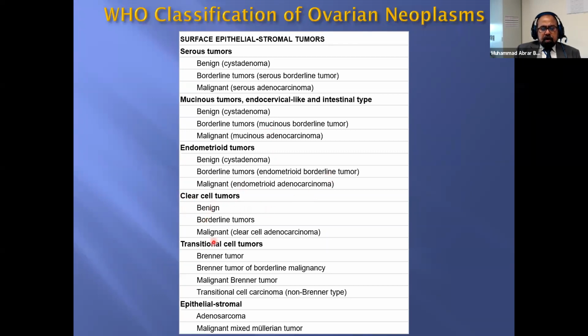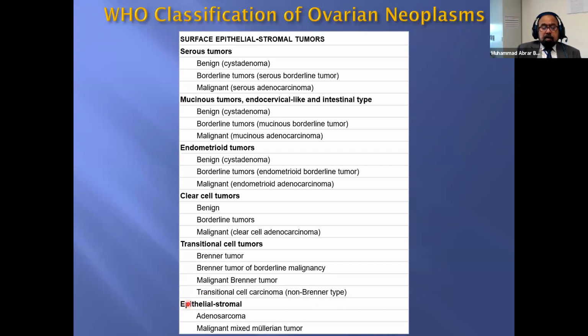They are benign, borderline, or malignant. Transitional cell tumors are called Brenner's tumors: Brenner's tumor, Brenner's tumor with borderline malignancy, or a malignant Brenner's tumor. And transitional cell carcinoma, non-Brenner's type. Directly, they have a transitional epithelium.